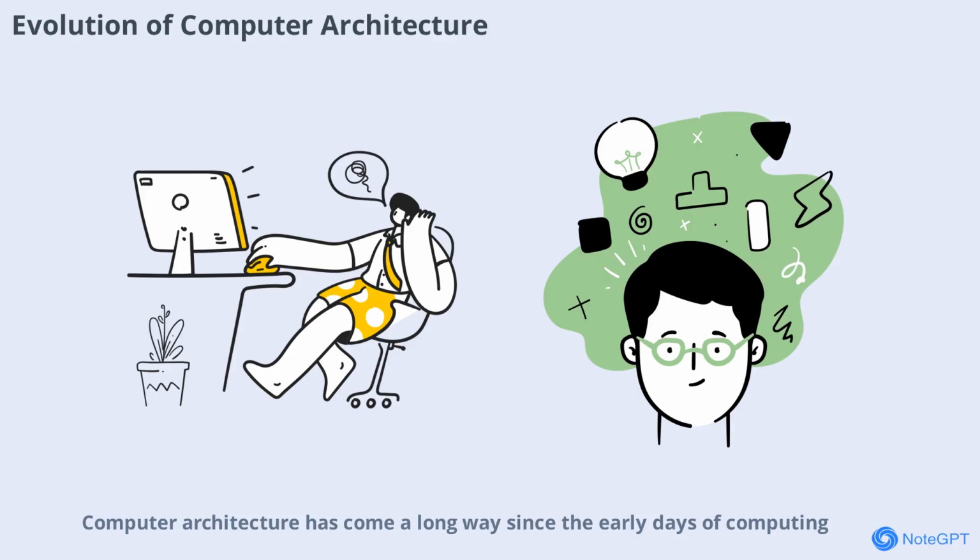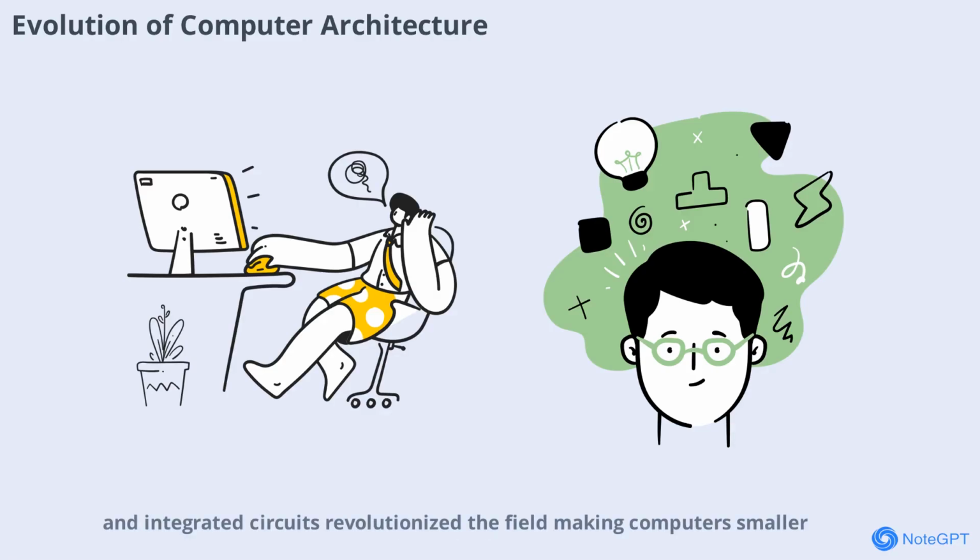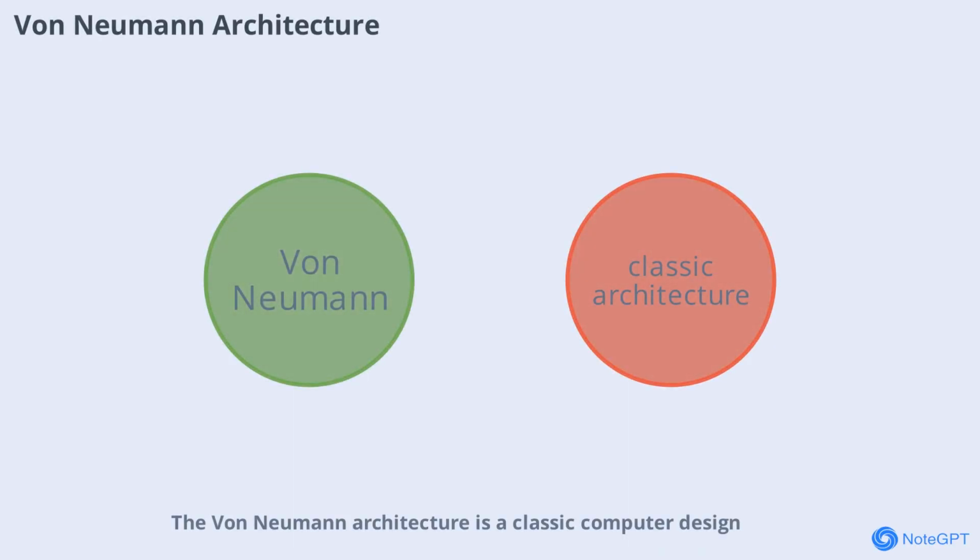Computer architecture has come a long way since the early days of computing. Early computers used vacuum tubes and relays, which were large and slow. The invention of the transistor and integrated circuits revolutionized the field, making computers smaller, faster, and more reliable. Today, advances in semiconductor technology continue to push the boundaries of what's possible, enabling powerful devices that fit in our pockets.